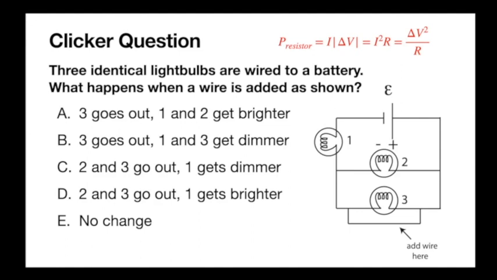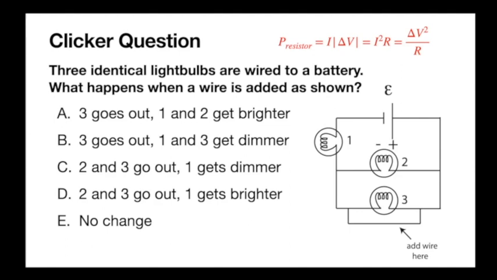So 2 and 3 are definitely going to go out, right? Because now there's no current going through them. So our I is 0. And also if our current going through them is 0, that means delta V, which is just IR, is also 0. So 2 and 3, those go out.